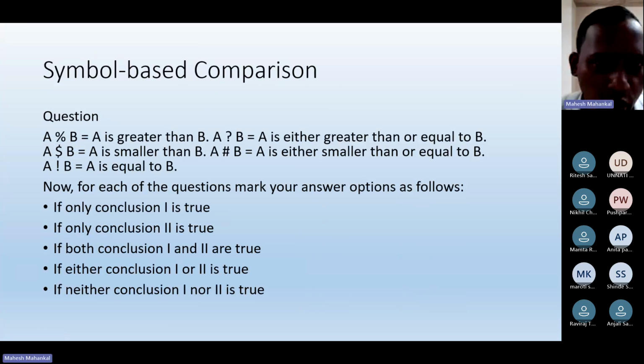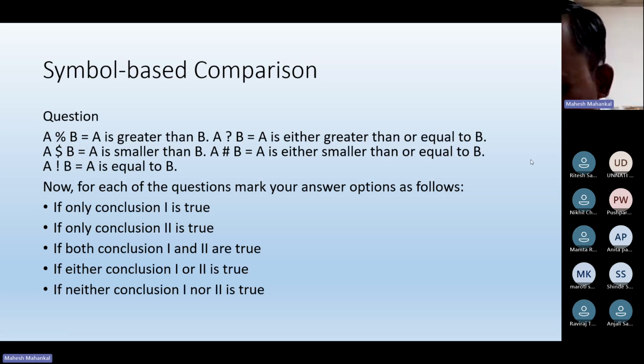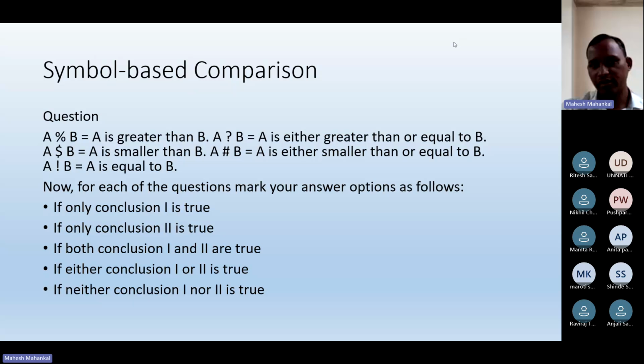Okay. Symbol based comparison. This is another chapter, another point we can say, symbol based comparison. Here they will give some types of symbols like question mark, dollar, percentage, hash. These types of symbols are given. And they say that A percentage B means A is greater than B. You got an idea? Take a plain paper. First of all, write A percentage B, then what is the synonym symbol? It is greater than.